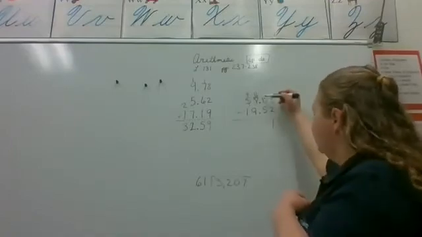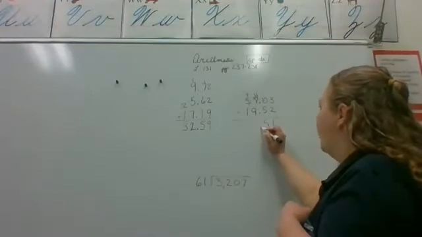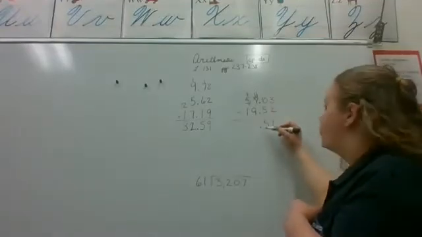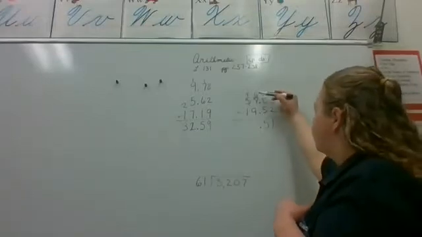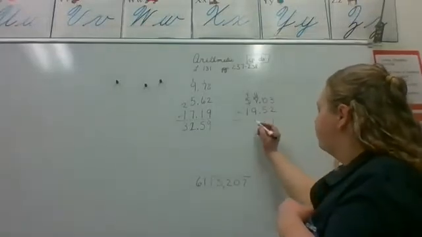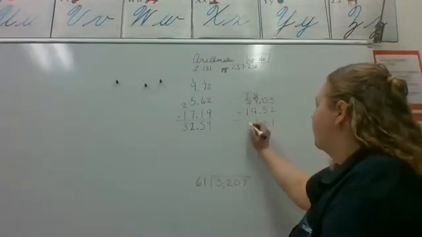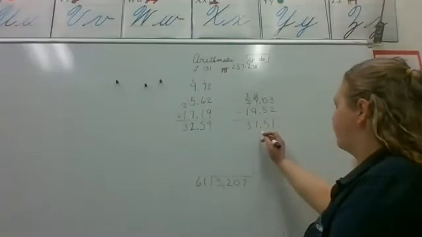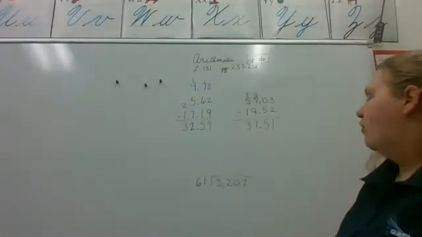Okay, 10 minus 5 is 5. And remember our decimal, we're gonna bring it straight down and put it next to the 5. Okay, and then 16 minus 9, and that would be 7. And then 4 minus 1 is 3, and so we get 37.51. And so that would be how we subtract.